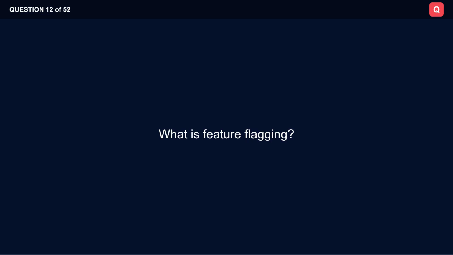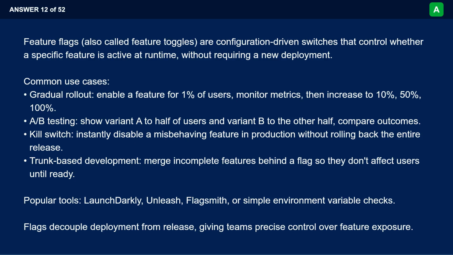What is feature flagging? Feature flags, also called feature toggles, are configuration-driven switches that control whether a specific feature is active at runtime without requiring a new deployment. Common use cases, gradual rollout: enable a feature for 1% of users, monitor metrics, then increase to 10%, 50%, 100%.